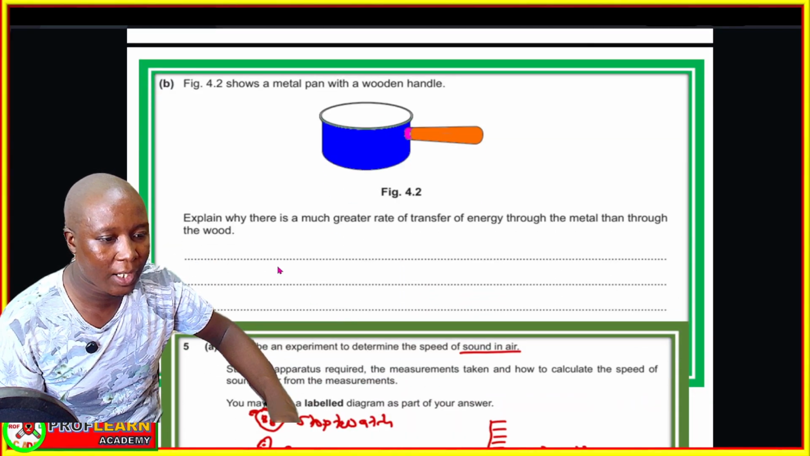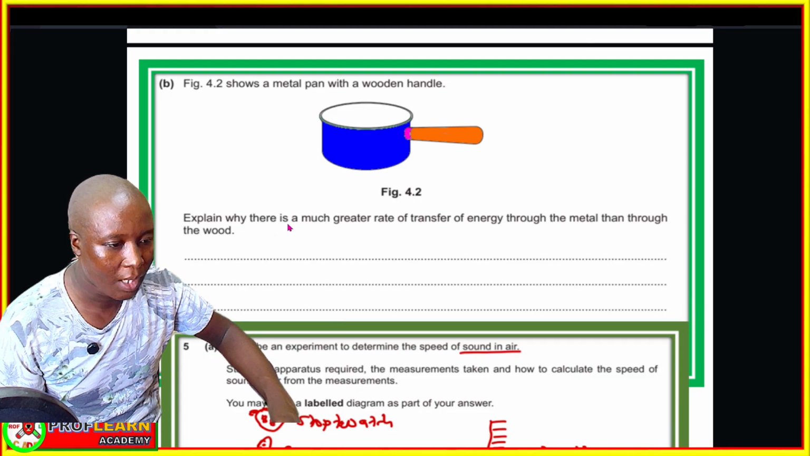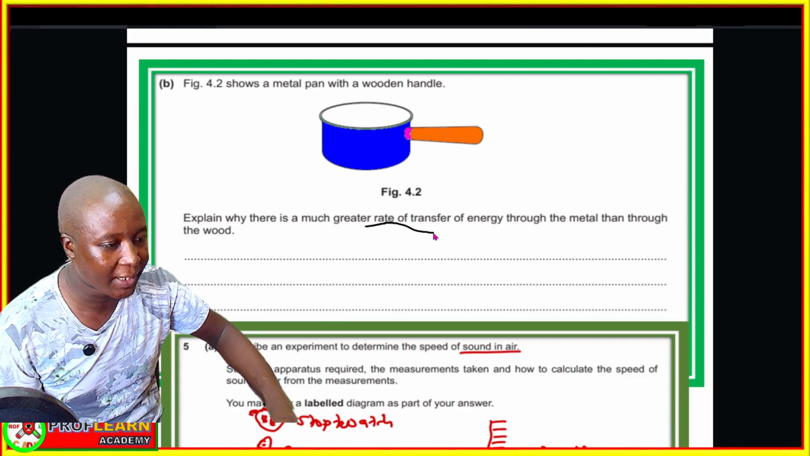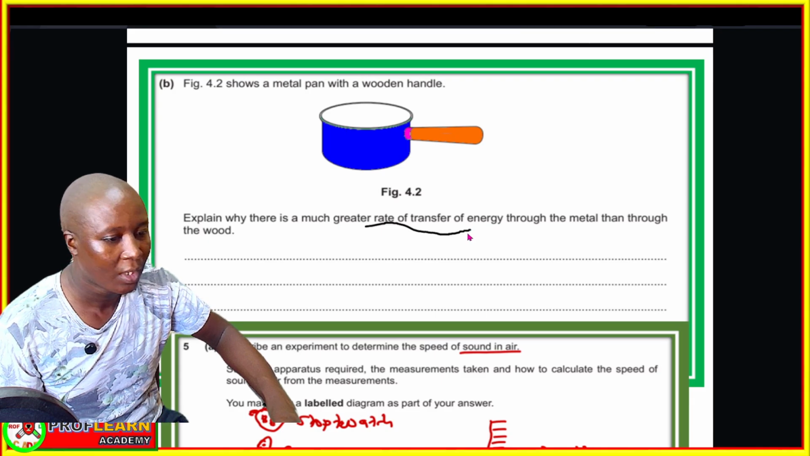And then we have to explain why there is a much greater rate of transfer of energy through the metal than through the wood.